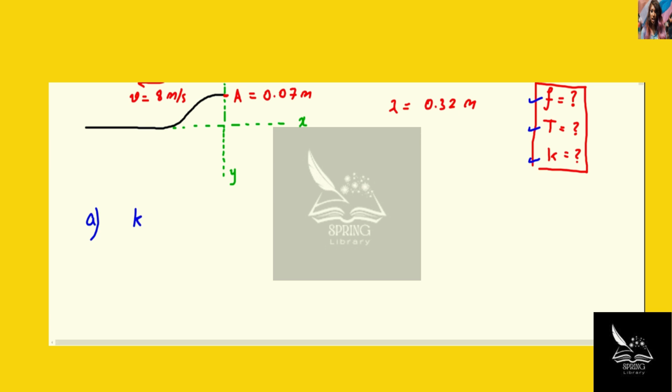The wave number k is equal to 2 pi divided by lambda, which is equal to 2 pi divided by 0.32 meters, which is equal to 19.6 rad per meter. So this is the wave number, k.